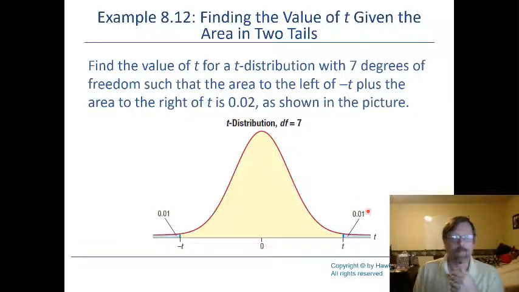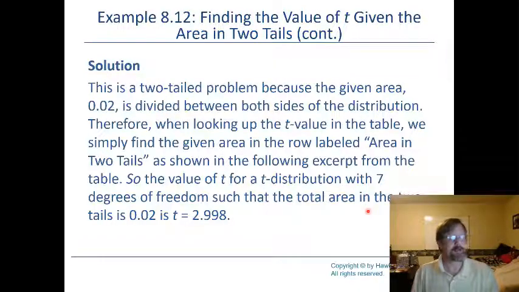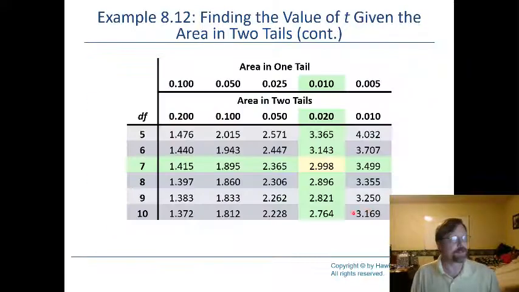We can look this up. We'll use the area in two tails. We end up with 2.998. I'll skip right to that. We're now looking at the area in two tails column, so it's 0.02. You'll note this does correspond to the column for 0.01, right? Because we're at 0.01 on each side, so it should be the same t value.